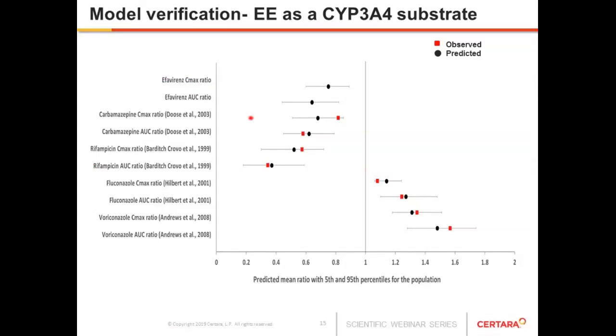So which is what we did here for efavirenz. This graph is just a summary of the graph before, showing that the red points are the observed data and the black points are the predicted. And as you can see, for all the predictions for which we had observed data, the observed data was within the 5th and the 95th percentile for the predicted simulations. So that also increased the confidence in the model that when we then use a prospective application and predict with a moderate inducer, this expected interaction is what we would expect to see in a clinical study.